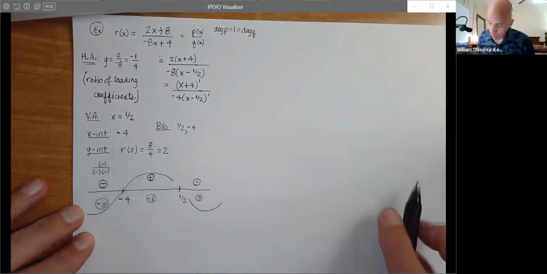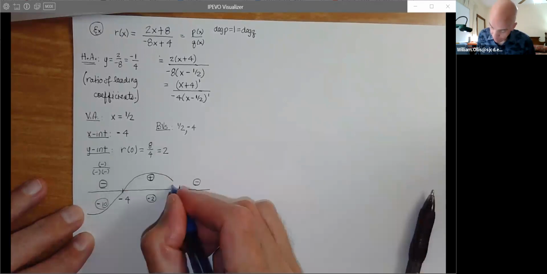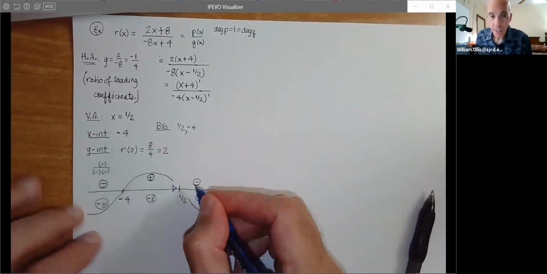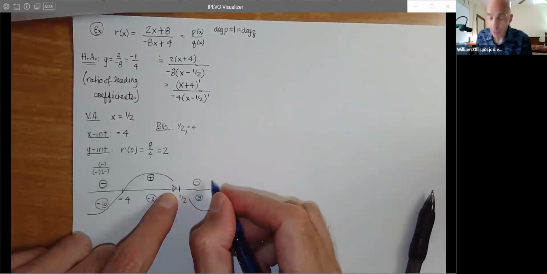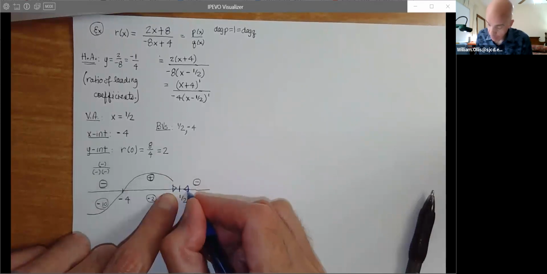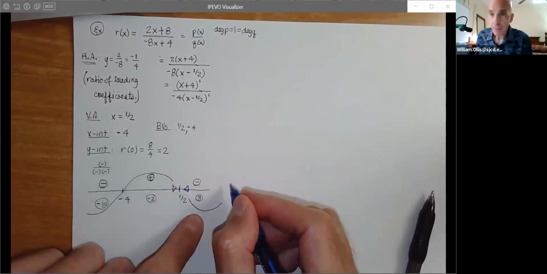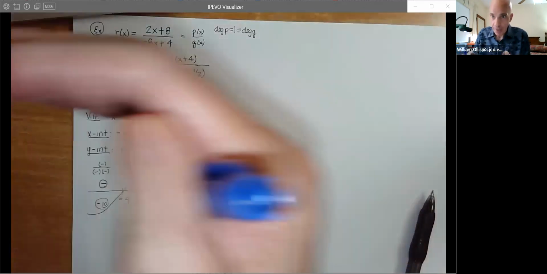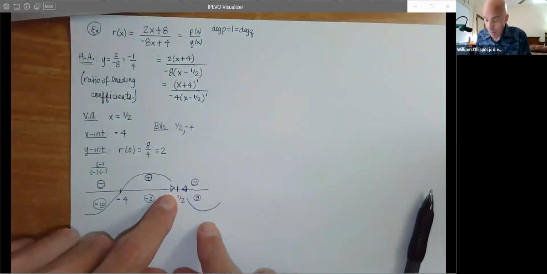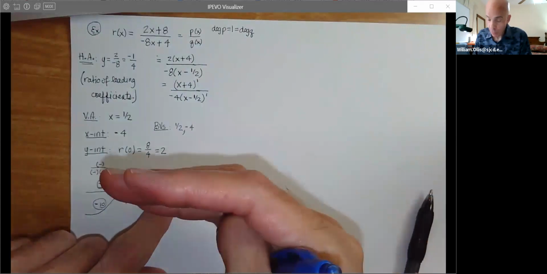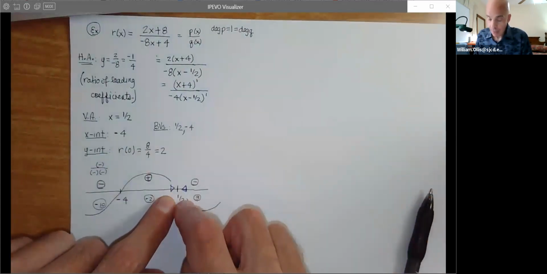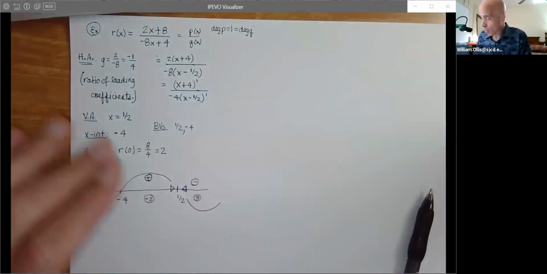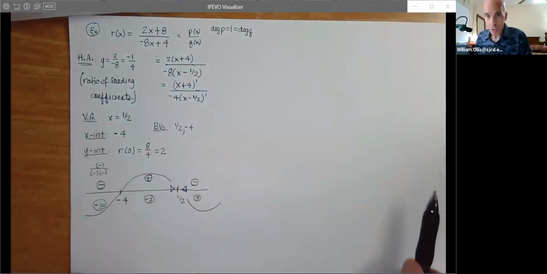So now when we think about the vertical asymptote, we will be positively infinite to the left of 1/2, and negatively infinite to the right of 1/2. So as we approach like this, positive infinity, we approach from the right, negative infinity. So that kind of gives us a little roadmap as to what we need to do with the signs.